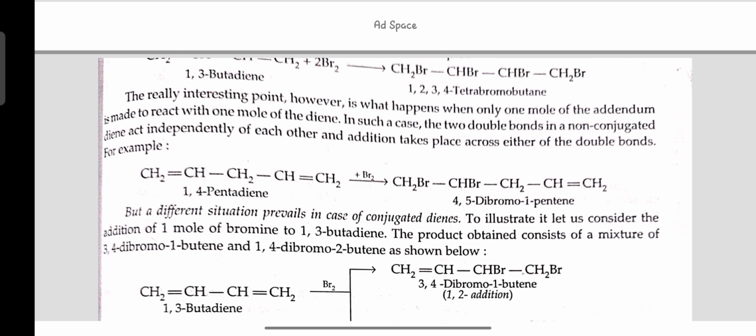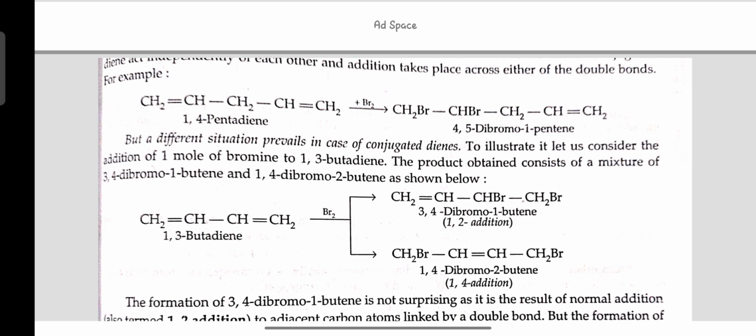The really interesting point, however, is what happens when only 1 mole of the addendum is made to react with 1 mole of the diene. In such a case, the two double bonds in a non-conjugated diene act independently of each other and addition takes place across one of the double bonds. For example, 1,4-pentadiene gives 4,5-dibromo-1-pentene.